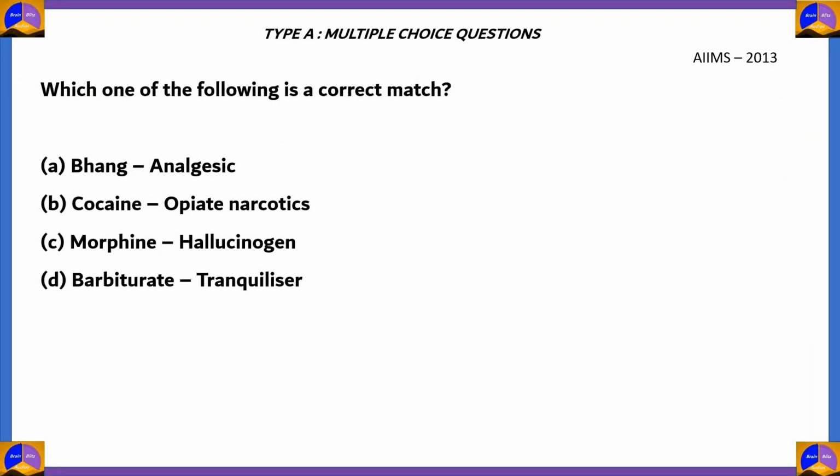Next question. Which one of the following is a correct match? Option A, bhang is used as an analgesic. Now, bhang is a ritual drink, and this ritual drink contains cannabis, which is basically marijuana. And this cannabis causes slow reaction time, basically. And it also causes a host of other issues. So basically, bhang is not an analgesic. It is a harmful drug. So option A is incorrect.